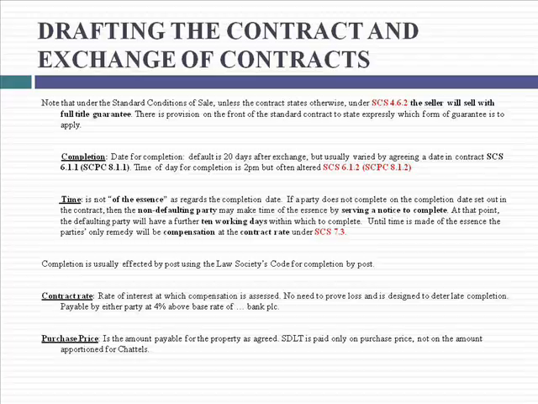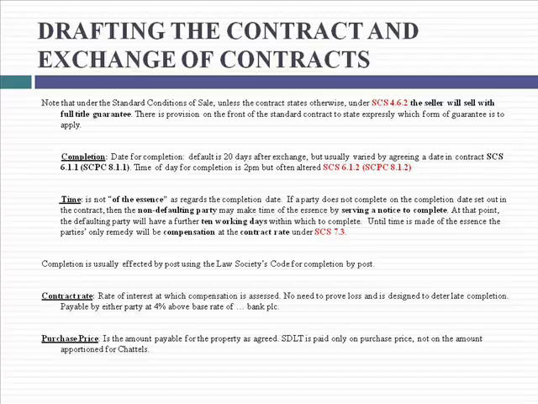Note that under the standard conditions of a sale, unless the contract states otherwise, under SCS 4.6.2 the seller will sell with full title guarantee. There is provision on the front of the standard contract to state expressly which form of guarantee is to apply.